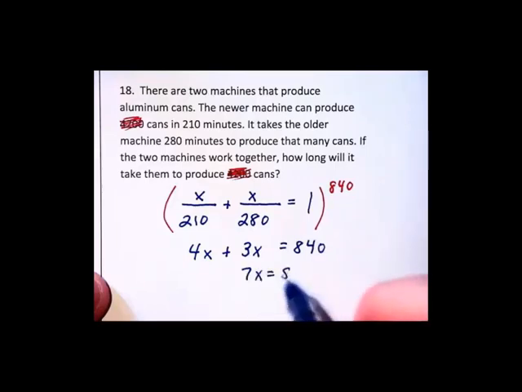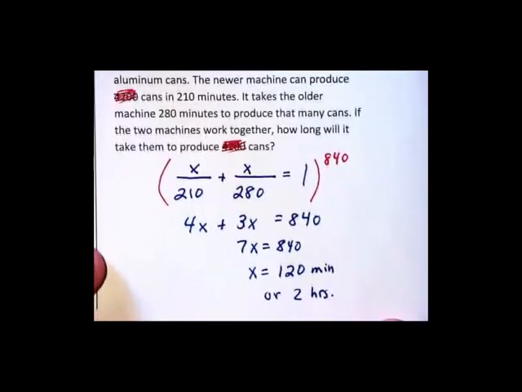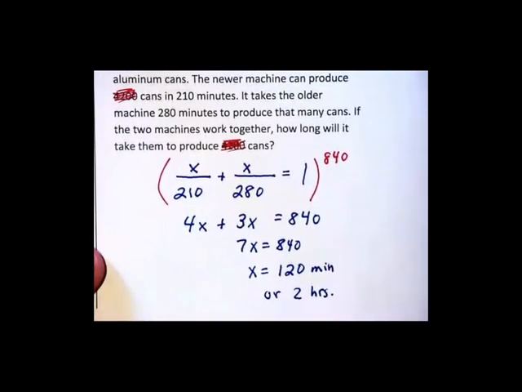7x equals 840. Dividing by 7, we get 120. It will take 120 minutes, also known as 2 hours, in case we had to change the units. Slide that up a little bit. There we go. Good luck, guys.